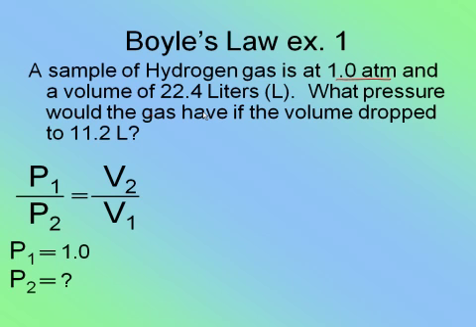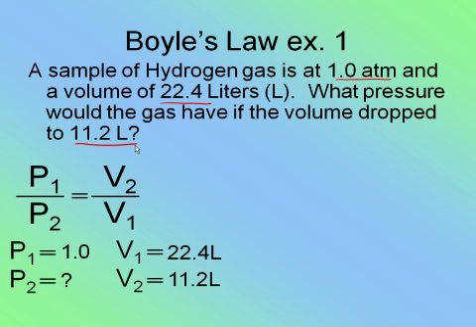My volumes are going to connect with whatever my pressures were. So it says it's at 1 atmosphere and a volume of 22.4 liters. So my volume 1 is 22.4 liters. The volume is going to change to 11.2 liters. So my V2 is going to be 11.2. Now I have all the information I need to know. I know what I'm solving for, so I'm going to plug it into my formula.